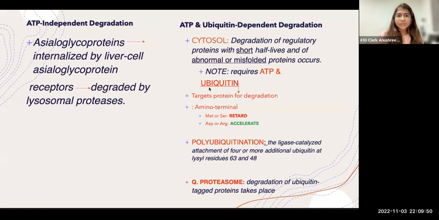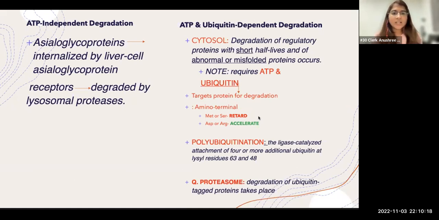In ubiquitin, it targets the protein for degradation. Things that I want you to know from this: the amino terminal determines whether the process would retard or accelerate. Methionine and serine are the ones that retard, and aspartate and arginine are the ones that accelerate. You can simply remember by the A's. A is for accelerate, so by elimination, you can remember that the other two are the ones that retard.